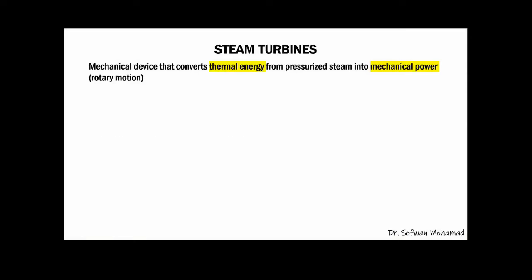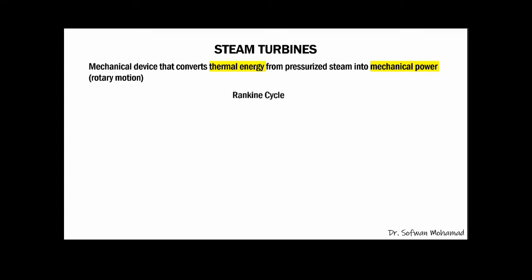A steam turbine is a mechanical device that converts thermal energy into mechanical power or rotary motion. The working fluid for steam turbines is water or water vapor. Okay, so similar to a hydraulic turbine, it uses water, but now in the form of vapor.